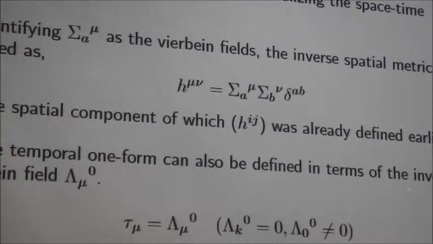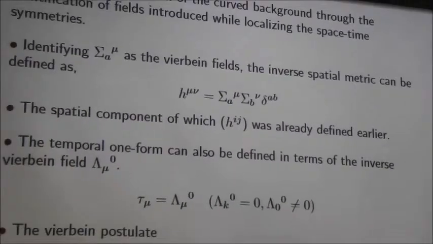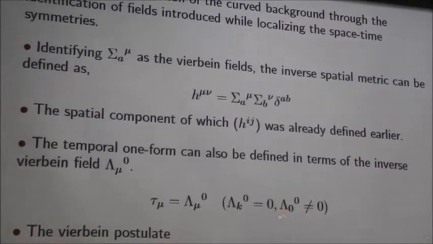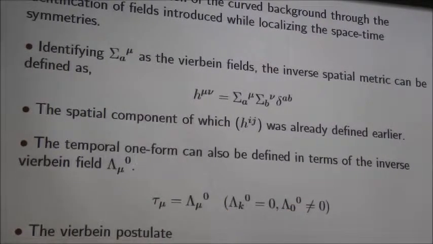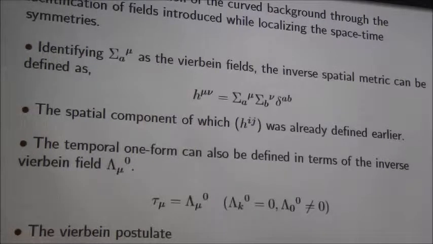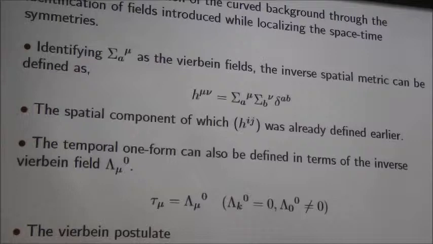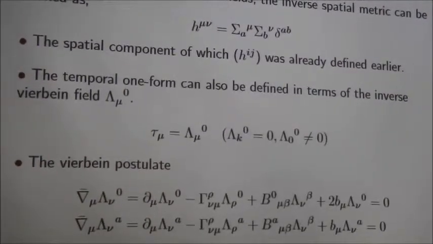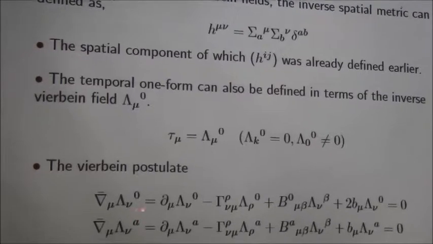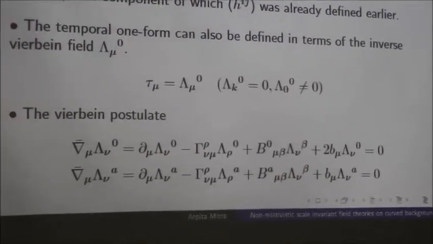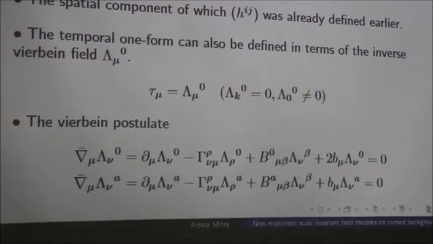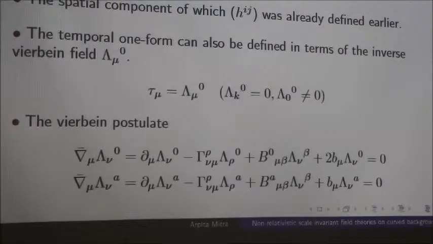And now the temporal one-form can also be defined in terms of the inverse vielbein field, where it can be noted that only the time part exists, so lambda 00 is not equal to 0, but the other spatial parts are 0. Now, to fulfill the full geometric structure, we have to introduce a connection. The connection can be introduced by following the vielbein postulates. But this vielbein postulate is different from the Newton-Cartan case, because I have to incorporate the scale transformation, where time is scaled two times with respect to the space coordinate. So for that reason, the coefficients are different for the two cases. This is for the time part and this is for the spatial part.